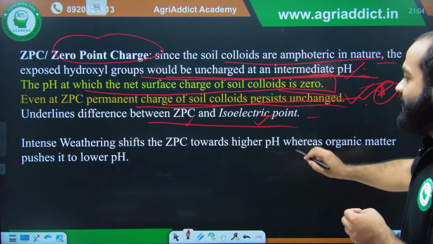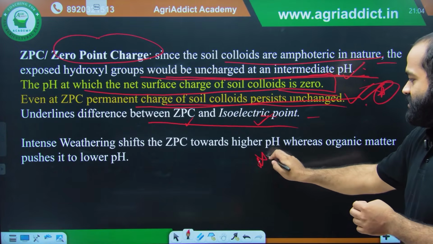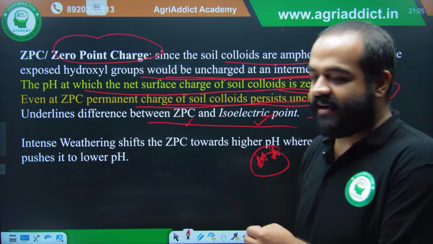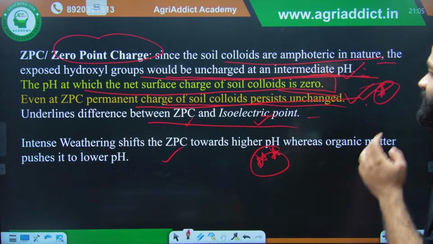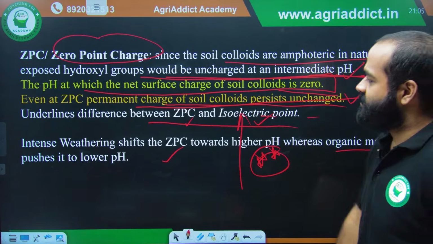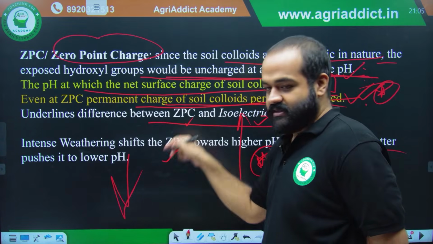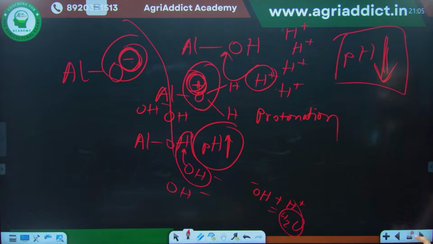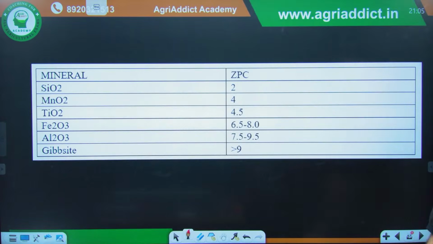All right. Now this is again a question. This statement has come so many times in PYQs. I have specifically taken this statement for you. Intense weathering shifts ZPC towards higher pH, whereas organic matter pushes it to lower pH. Now why is this? If you tell me, I will make you understand, or else we will move on. All right.